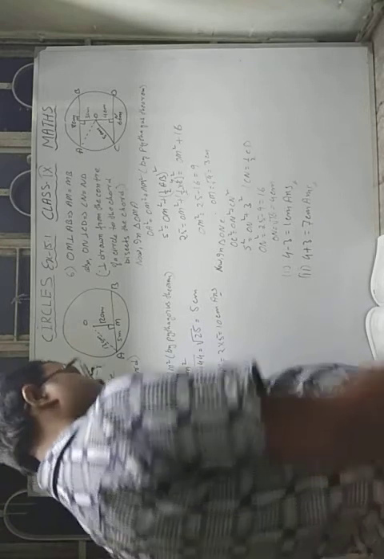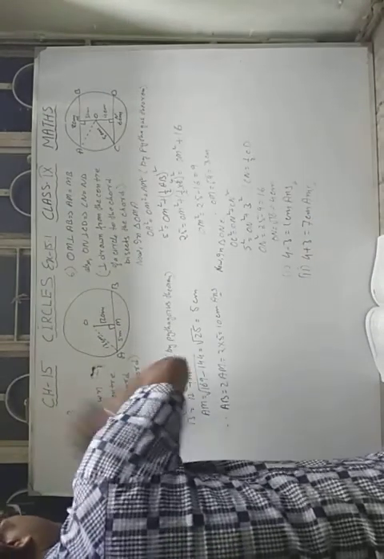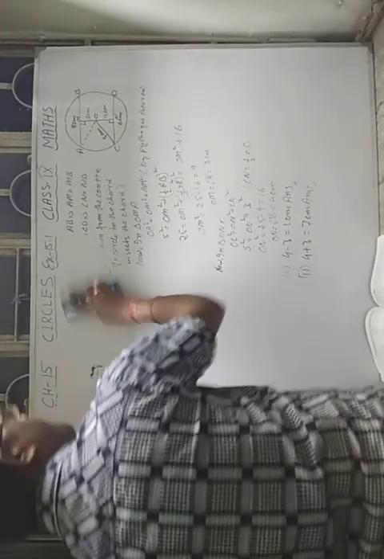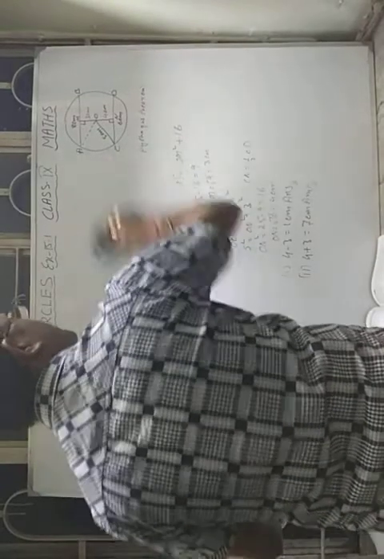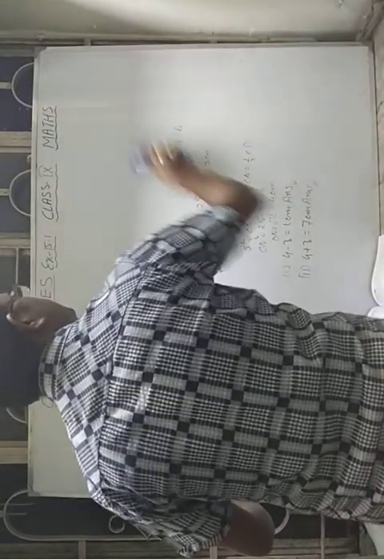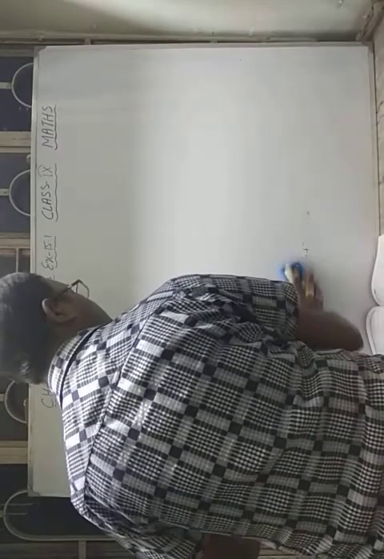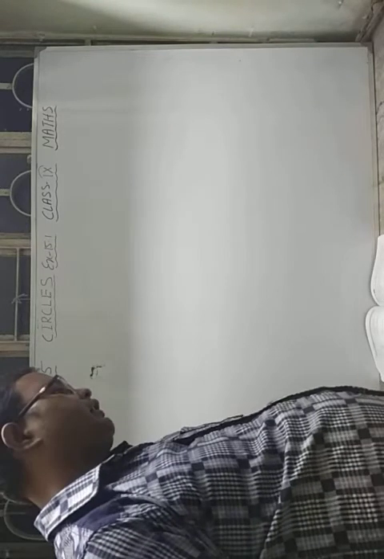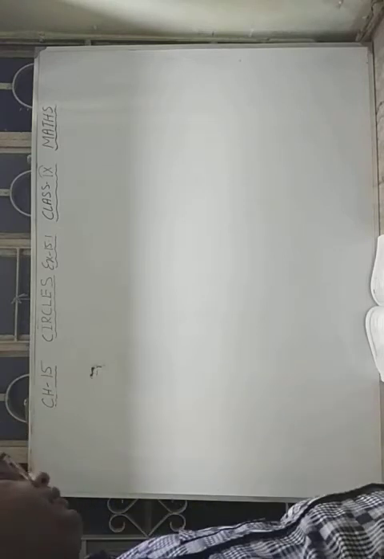Now another question I am going to do, that is question number 10. In this question it is given that ABC is an isosceles triangle inscribed in a circle, where AB and AC, these are the two sides whose measure is given as 12 root 5 centimeter. The base BC is given as 24 centimeter. You have to find the radius of the circle.